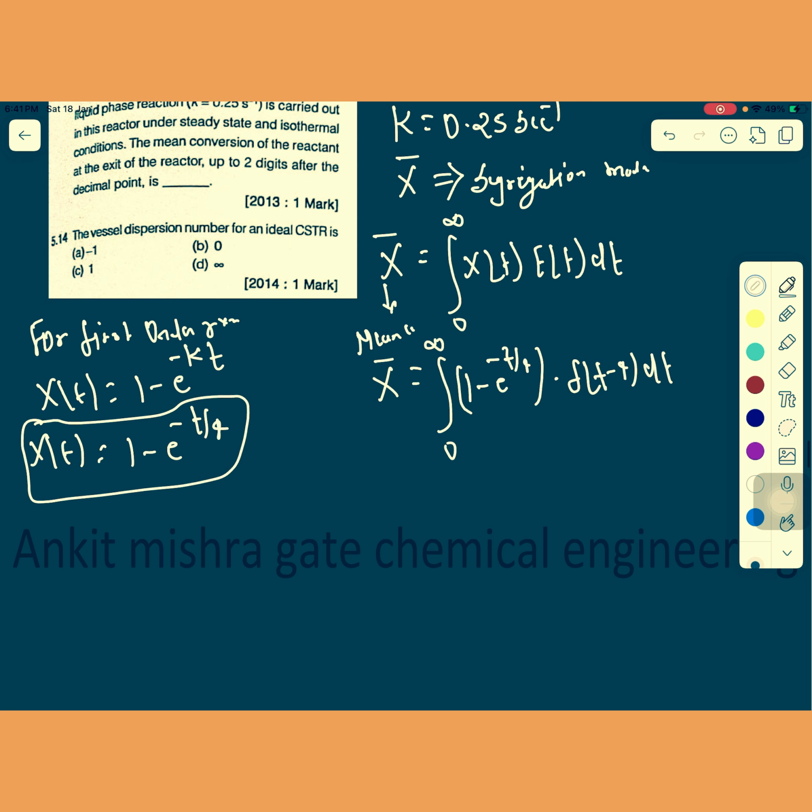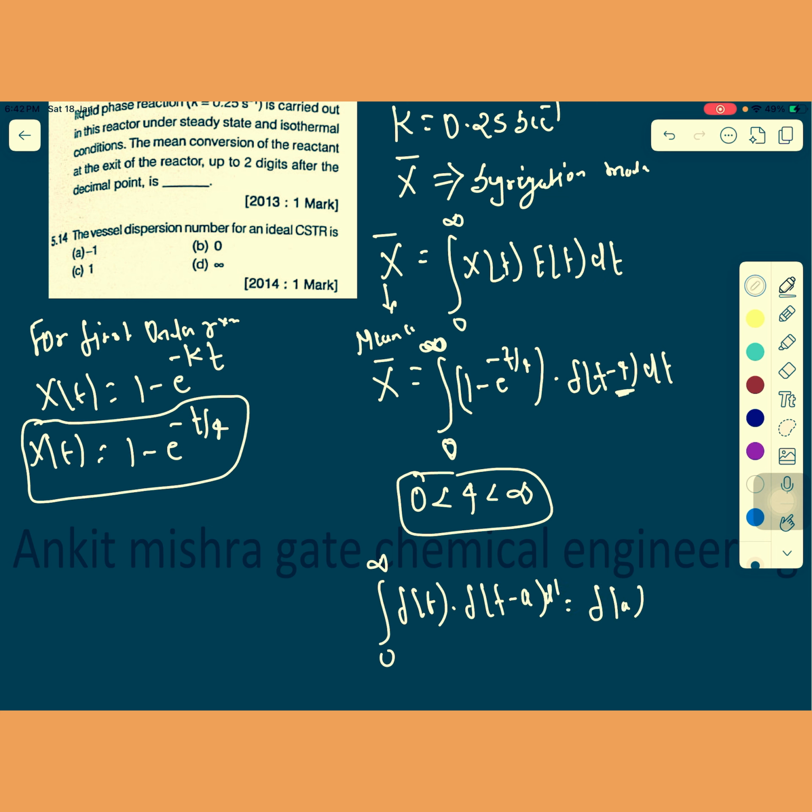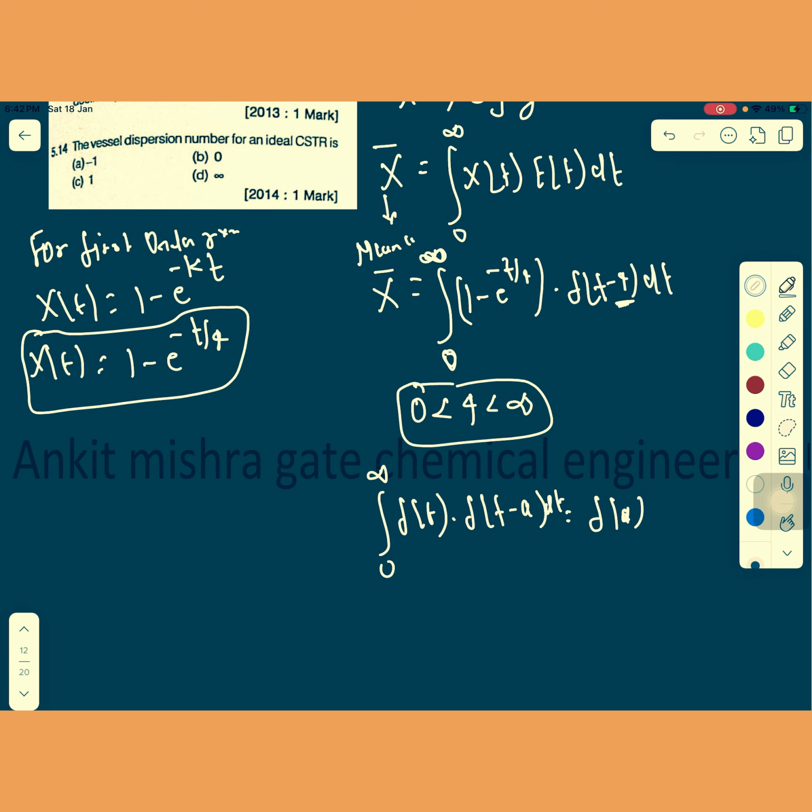So whenever there is a Dirac delta function, and if this time is in between the limits of integration, 0 to infinity, so you can say that 0 is less than a is less than infinity, right? So what will happen? Integral 0 to infinity f(t) into δ(t minus a) will be equal to only f(a) if this is integrated in this limit, right? Or when 0 is less than a is less than infinity.